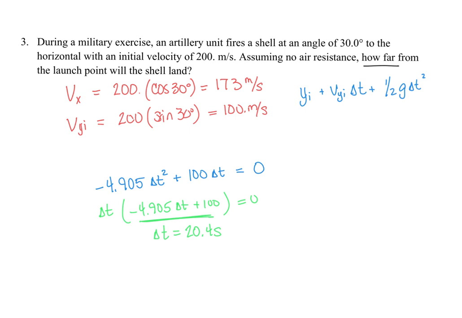So it traveled at a rate of 173 meters per second vertically for 20.4 seconds. That's going to be my final position. On your formula sheet, it says to add your initial position, but my initial position is 0. So to find this, I'm going to just take that velocity multiplied by that time, and I am going to get a fairly decent number, something like that.